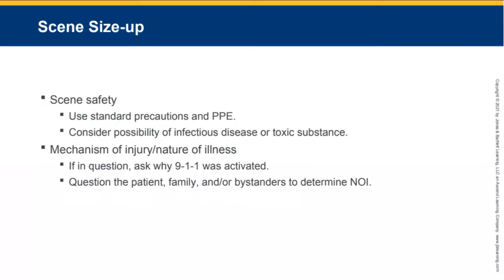Scene safety. Use standard precautions, and well, now we're actually doing our patient assessment. So for the scene size up, we use standard precautions and use PPEs. Consider the possibility of an infectious disease or a toxic substance. And as I said before, if there are multiple casualties with dyspnea, consider the possibility of an airborne hazardous material released. If the mechanism of injury or the nature of illness is in question, then ask why 119 was activated. You can also question the family members, the patient, and bystanders in order to determine the nature of illness.